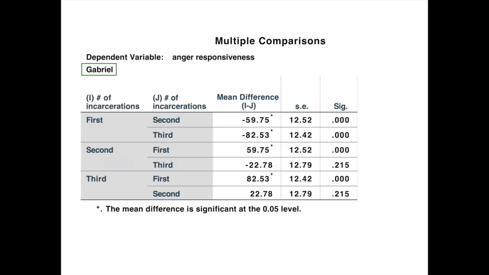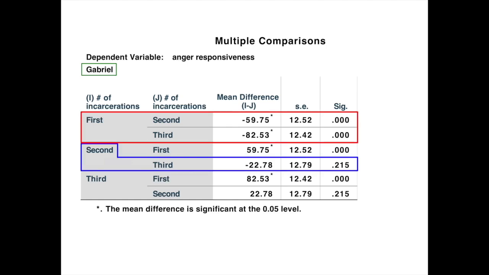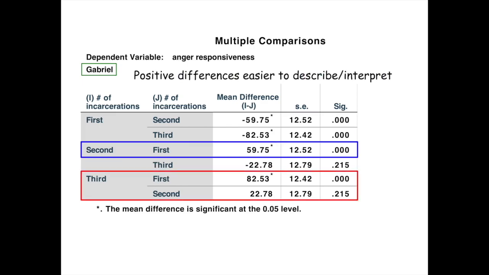This table looks identical to the one produced for the Tukey procedure. Each pair of tests is shown twice, so we can just isolate these rows to find the three comparisons. However, it is generally easier to describe and interpret positive differences, so we'll focus on these rows.